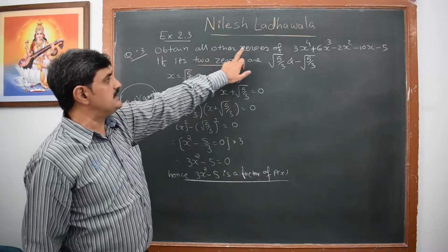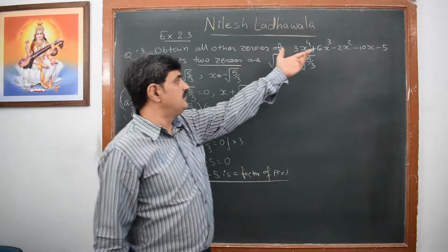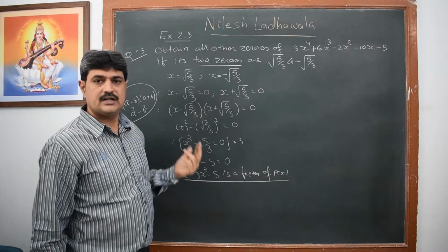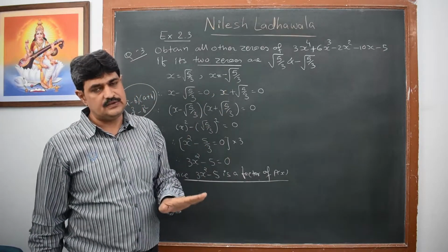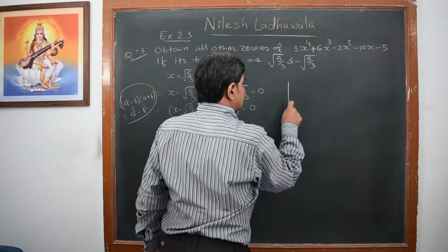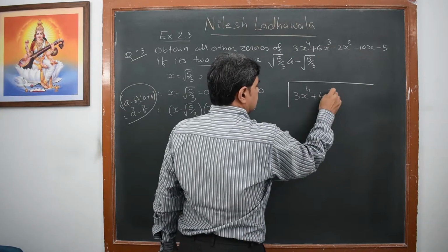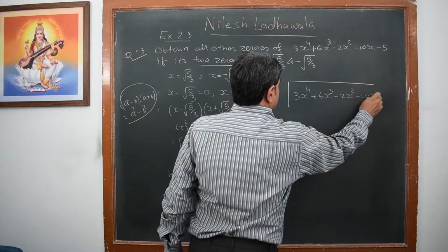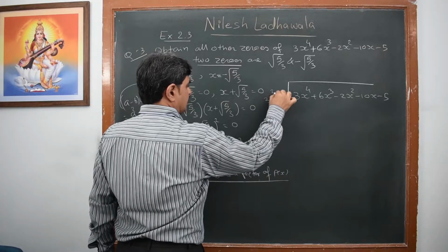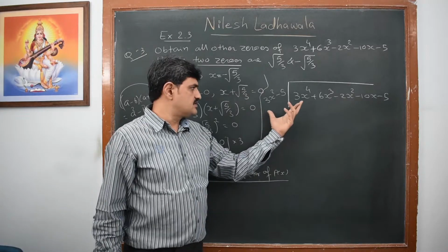Now we have to obtain the other zeros, right? To find the other zeros, what we will do now? We will divide this polynomial with this and we get the quotient, that is the other zeros of the polynomial. So now I will divide 3x raised to 4 plus 6x cubed minus 2x squared minus 10x minus 5 with 3x squared minus 5.